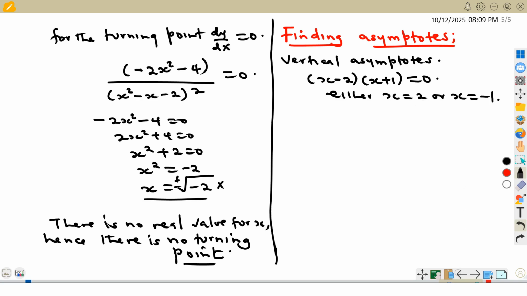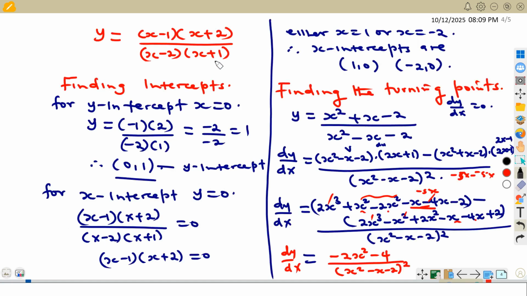Next, we need to look at either a slanting asymptote or what we call a horizontal asymptote. One of the two must exist. So how do we know whether a slanting asymptote or a horizontal asymptote exists? We looked at that in our previous video, and now you should be able to tell whether in this curve we have a horizontal asymptote or a slanting asymptote.